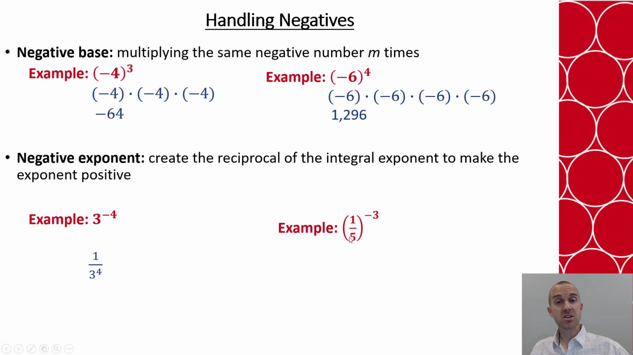Now if I had a fraction to start with, I go back and think about my rules. Here I would distribute the exponent to both terms in the fraction, and then I'd say, okay, they're both negative. I'm going to make the reciprocal. So I'm going to flip this fraction, which will give me positive 5 to the third in the numerator and 1 to the third in the denominator, and that simplifies to 5 to the third.